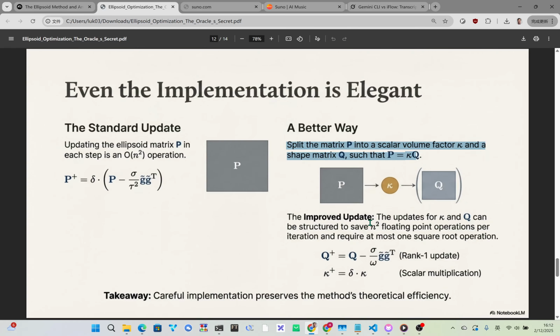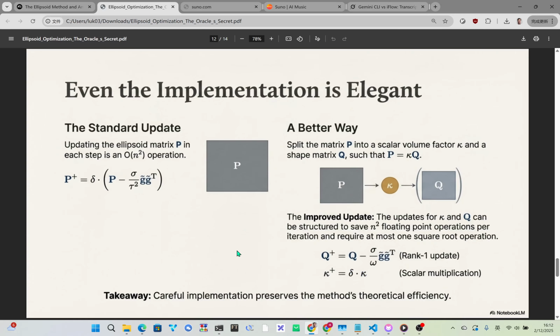Wait, why does splitting the volume from the shape save operations? Because the goal is to shrink the volume while maintaining the right shape. By separating volume, kappa, from shape, you only have to update the simple scalar kappa frequently. You avoid doing a costly full matrix multiplication on the big shape matrix Q in every step. So the really heavy lifting is done less often. Much less often. Yeah. The updates can be structured to save thousands of floating point operations per iteration, and you might only need one square root for the whole step. The math is really elegant.